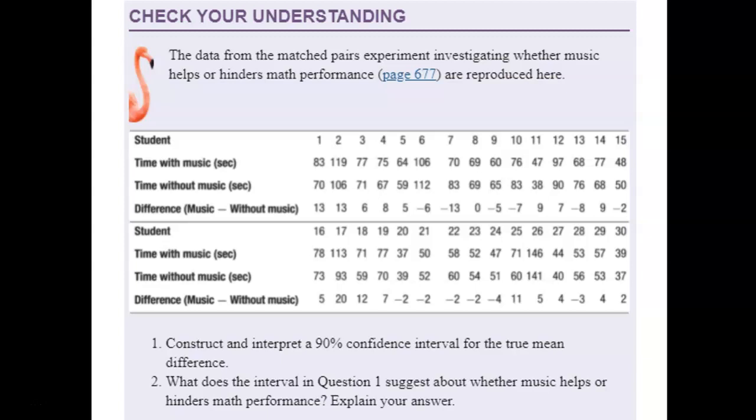We're going back to the students who, remember, were taking a math test, and they had to take 2 different math tests, one where they played music and one where they did not. The students were randomly assigned to take one first versus the other, and they want us to construct and interpret a 90% confidence interval and then talk about what that means. So pause the video, try these on your own. You got answers coming your way in 3, 2, 1.